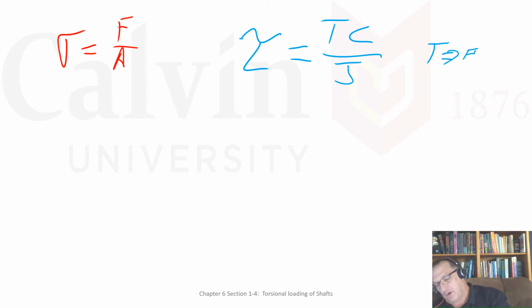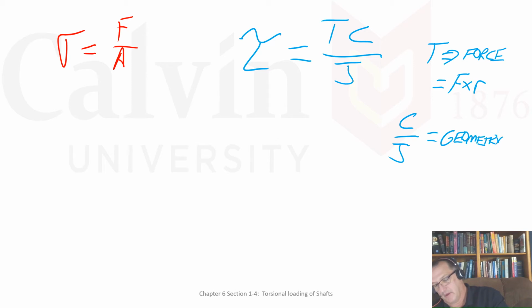And now T is related to a force, right? But it's a torsional force, so it's equal to a force cross a distance. So it does kind of have some geometry in it, but not really. That's just how that torque is applied. And then this C over J, this is a geometry term. Rushing through it. This is a geometry term. And so it's similar to force over area.